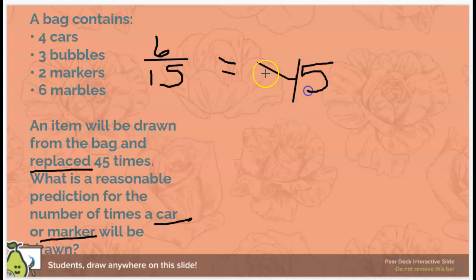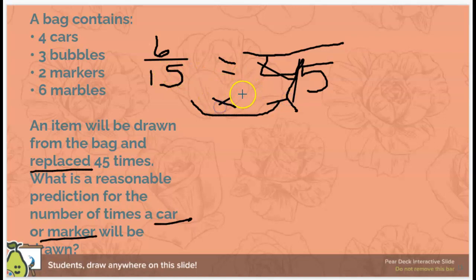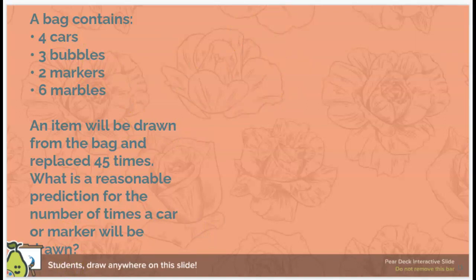So I could cross multiply and divide, or I can look for this pattern here. This is a 4, just so you know, it's just really ugly. 15 times 3 gets me 45. So 6 times 3 would get me 18. So what's the reasonable prediction for the number of times a car or marker will be drawn? It'll be drawn 18 out of the 45 times.